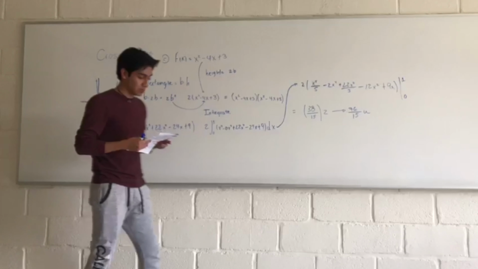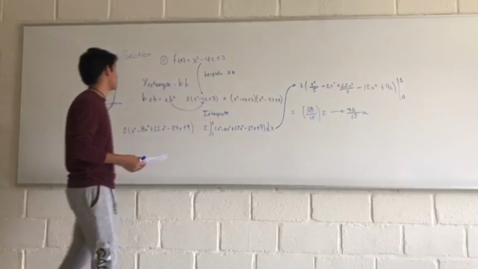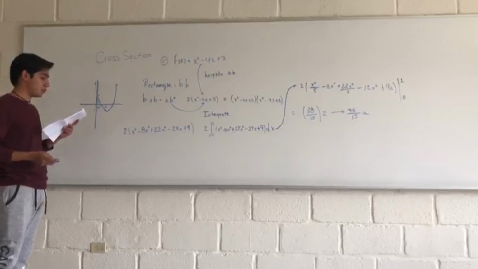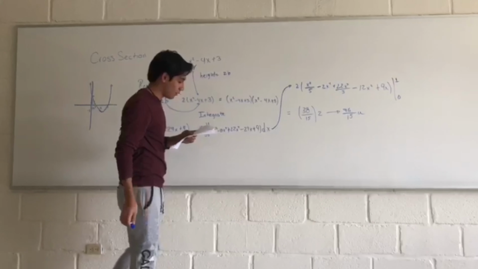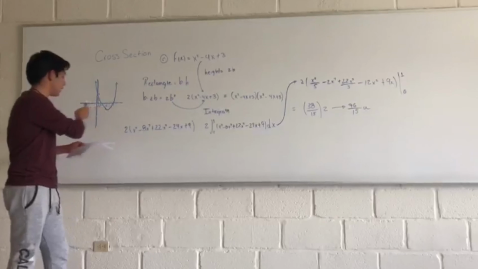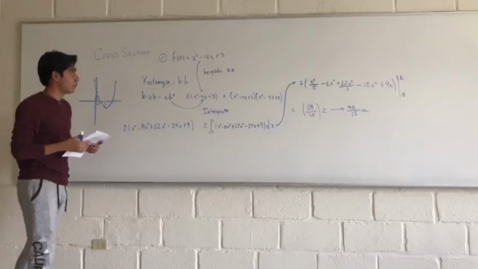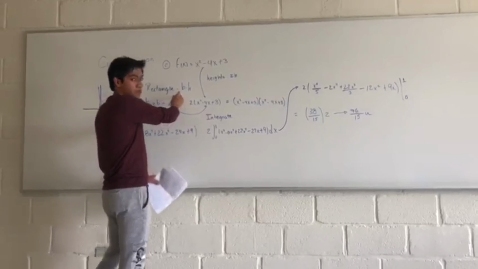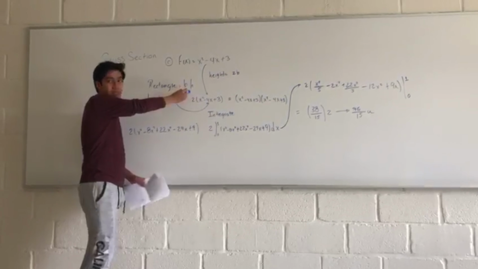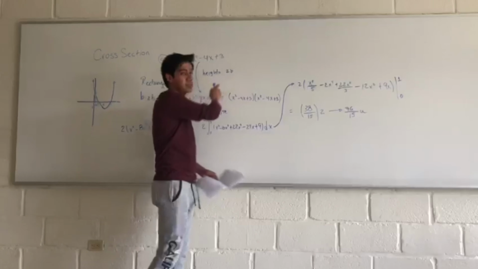And now we're going to do point C, that is about cross-sections. We're going to calculate the region bounded by this function, x squared minus 4x plus 3, with the lines x equal to 0 and x equal to 1. First of all, we have that it's with rectangles. The formula of area is base times height. The height is 2 times the base.